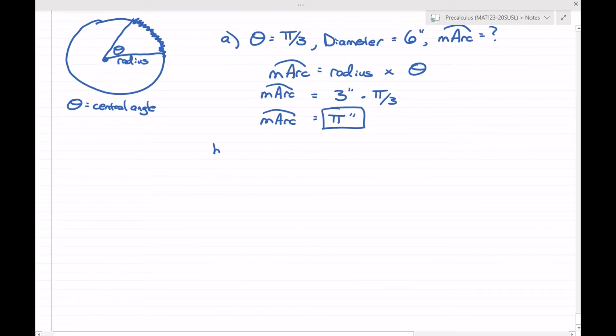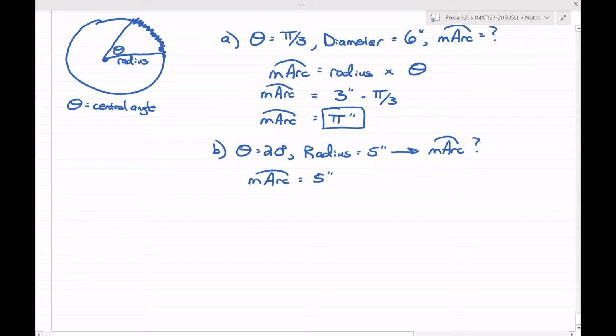Let's try another one. What if I told you the angle is 20 degrees, the radius is 5 inches, and I asked you to find the measure of the arc? Well, this one's a little bit different because when we were talking about the measure of an arc, that's equal to its radius, but we can't use 20 degrees. The angle has to be in radians. It's not a big deal.